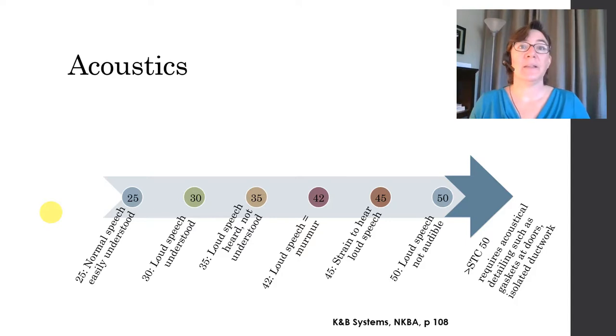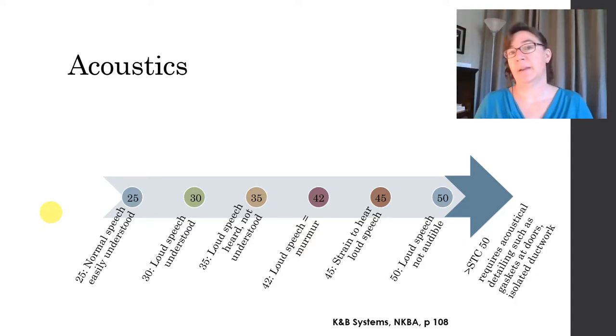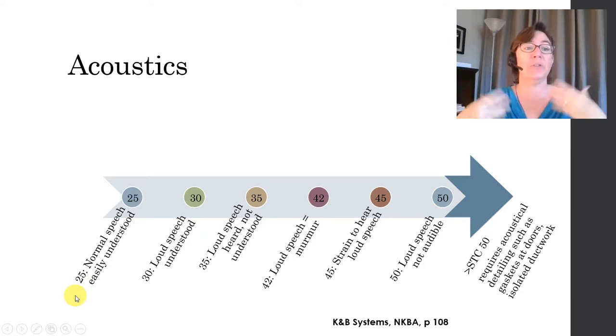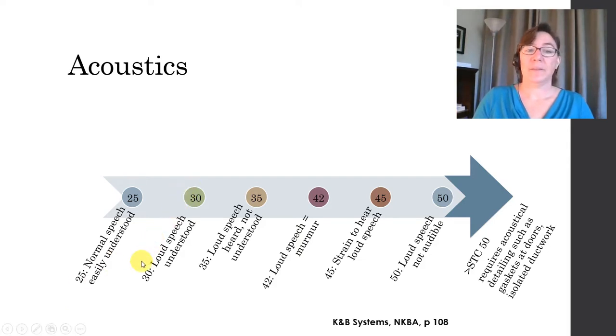So I've taken that list of STC ratings and put them on a number line here so you can kind of see visually how they relate to each other. The lowest level is an STC of 25, in which normal speech can easily be understood from one room to the other. Next is an STC rating of 30. It's quite a bit better. Only loud speech can be understood from one room to the other.